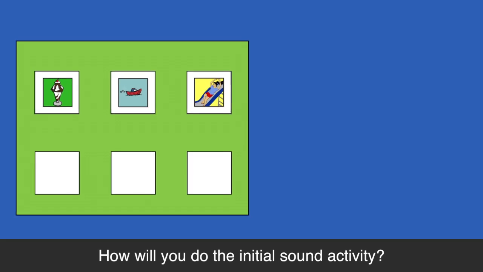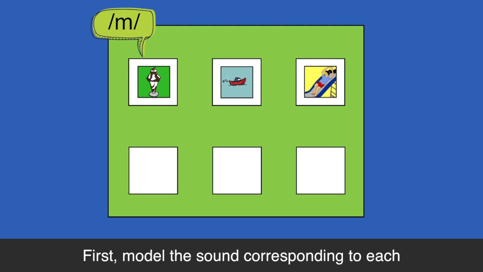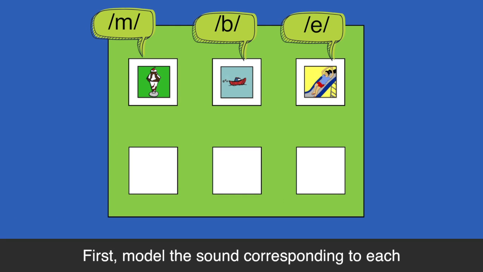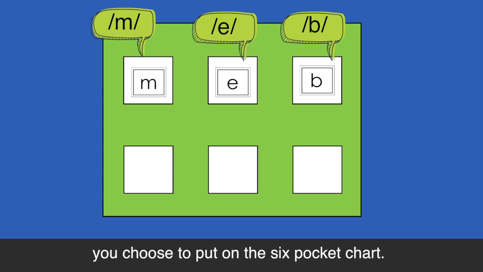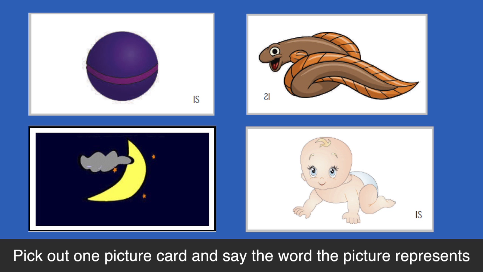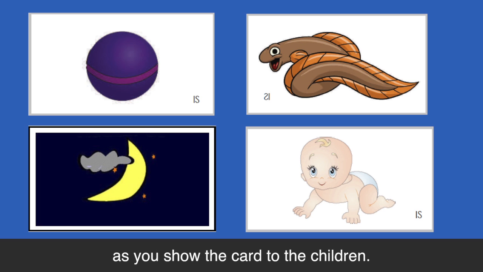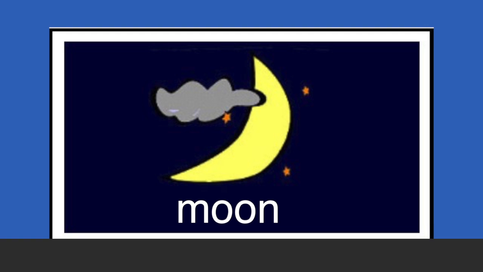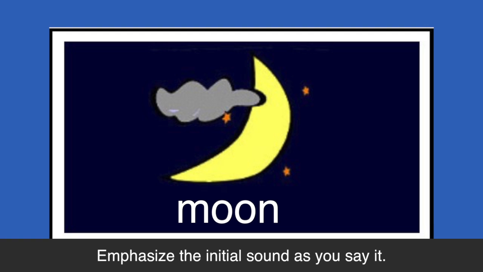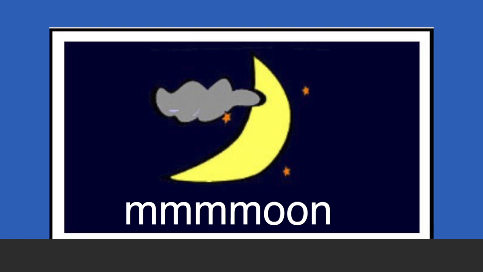How will you do the initial sound activity? First, model the sound corresponding to each sound concept card or the small letter card you choose to put on the 6-pocket chart. Pick out one picture card and say the word the picture represents as you show the card to the children. For example, show the card for moon as you say moon. Emphasize the initial sound as you say it, moon.